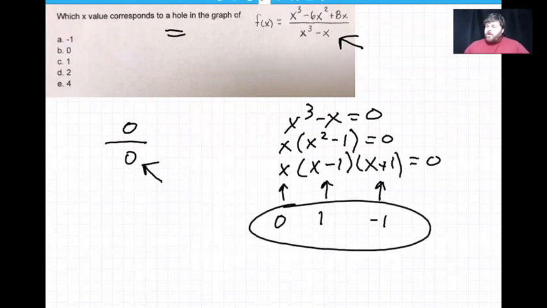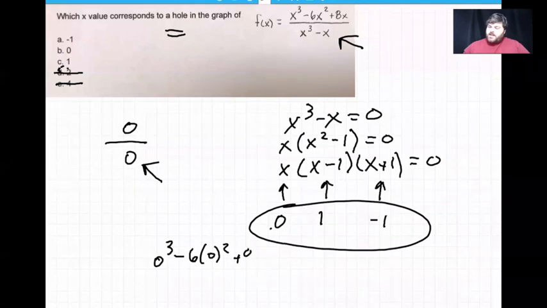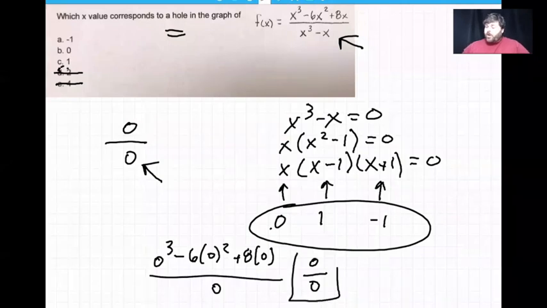So right now, it can't be D and it can't be E, because those numbers don't make the bottom 0. The question is, which one of those will make the top 0? If I plug in 0 in the top, I get 0 cubed minus 6 times 0 squared plus 8 times 0. I get 0 on the top. And of course, I remember that I had that number made 0 on the bottom. So there will be a hole at 0.